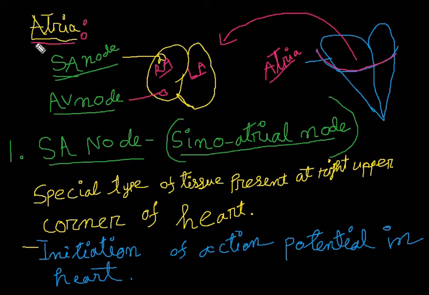Hi, in the last video I have discussed about atria. What is atria? Where is atria present? In which site of atria are the superior vena cava and inferior vena cava present? What is the function of pulmonary vein? All these things.